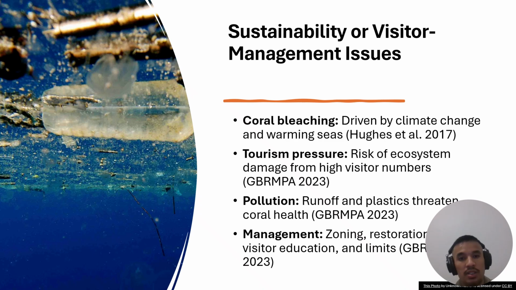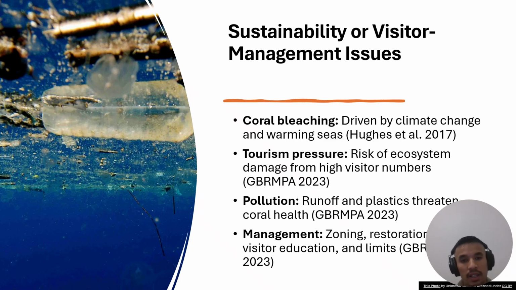Sustainability focus and visitor management challenges. Despite its beauty and importance, the reef faces several major challenges. One of the biggest is coral bleaching, which is mainly caused by rising sea temperatures due to climate change. This means the corals lose their color and can eventually die, which affects the whole ecosystem.